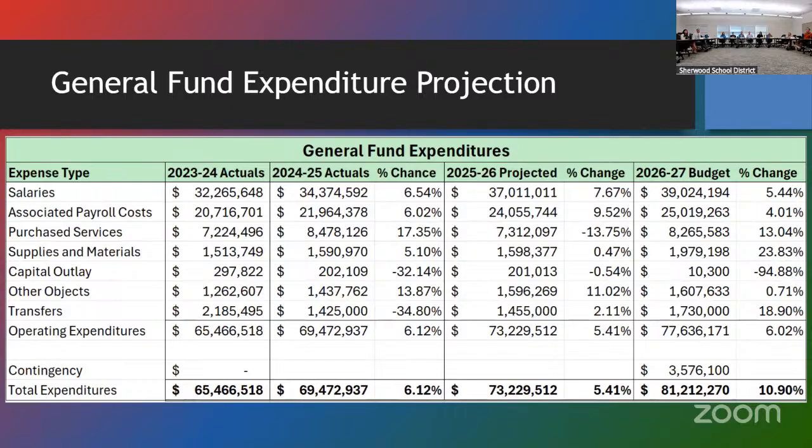So what you're going to see is a couple hundred thousand dollars in actuals move to capital outlay, and a couple hundred thousand in supplies and materials. What about the other objects that went from 11, 13% down to less than 1%? The actual projected amount isn't that much different. That's true. That's right.